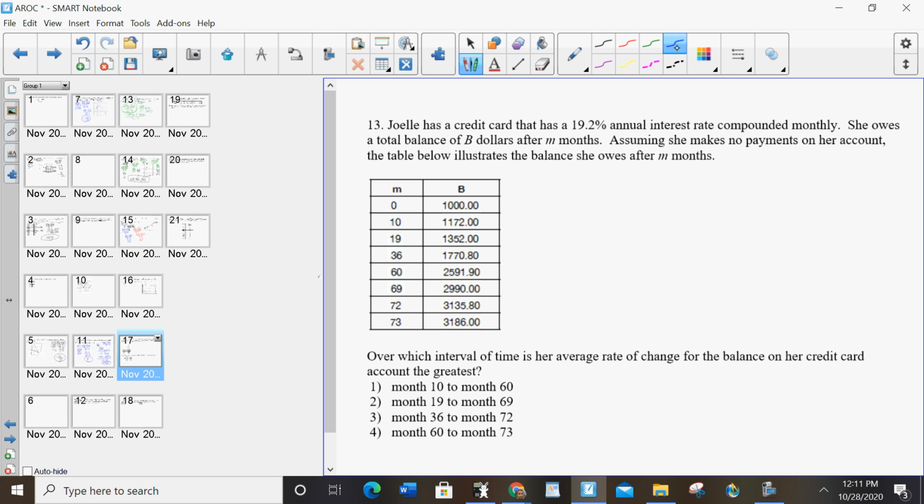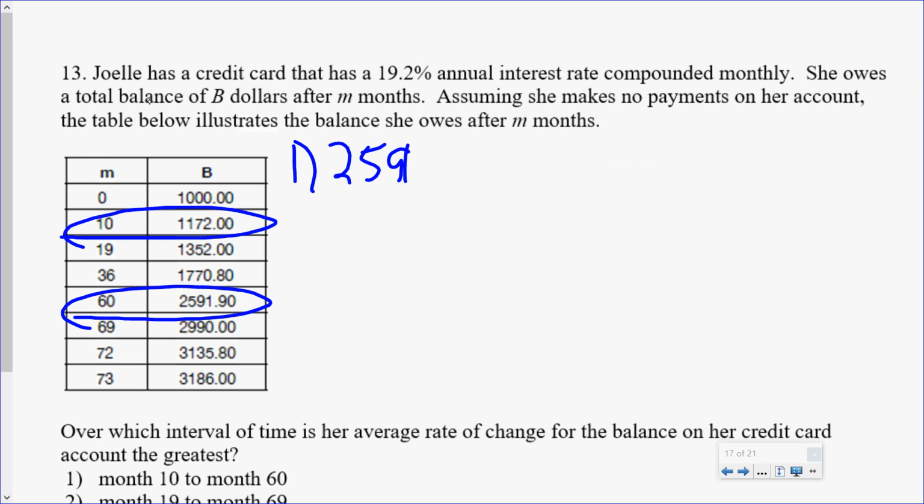I'm going to start with choice 1. So choice 1 is 10 to 60. So it would be 2591.90 minus 1172.00 over 60 minus 10.